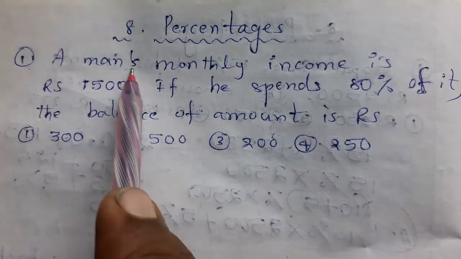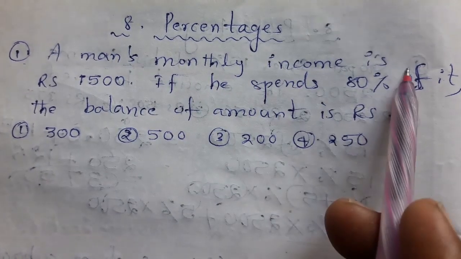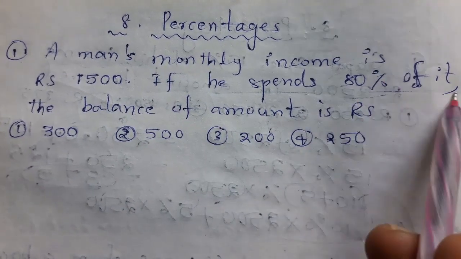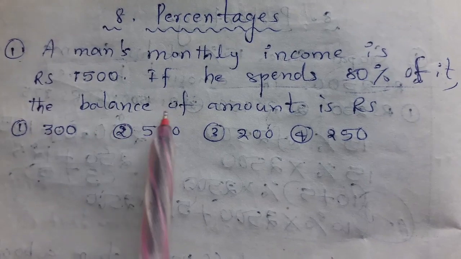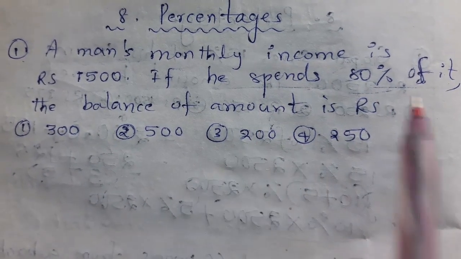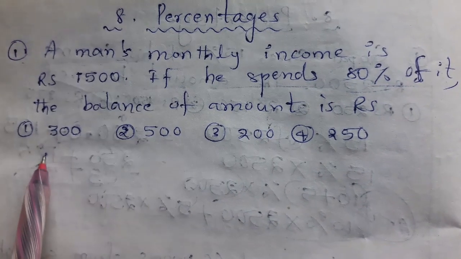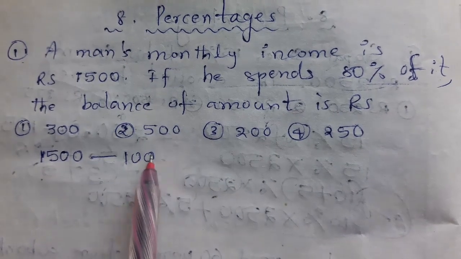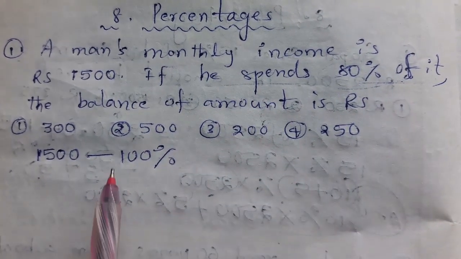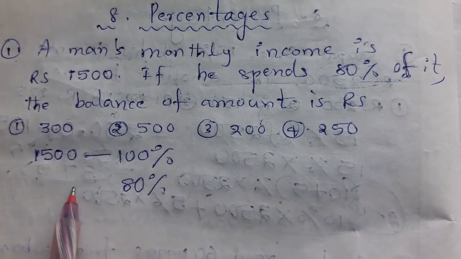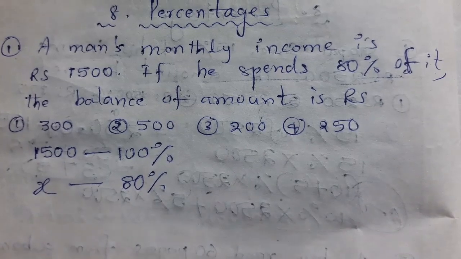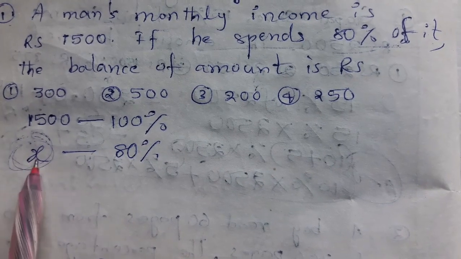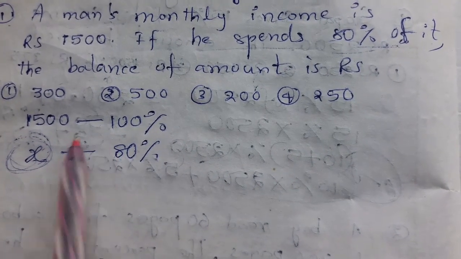See the first question. A man's monthly income is 1500. If he spent 80% of it, the balance amount is? So total income is 1500. That means this is 100%. How much did he spend? 80%. What we know? How much is left? We don't know the amount he spent, so first find out this.